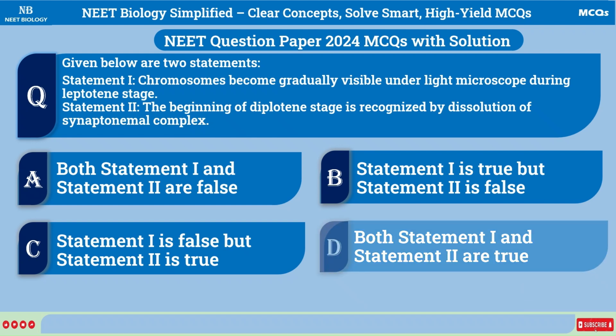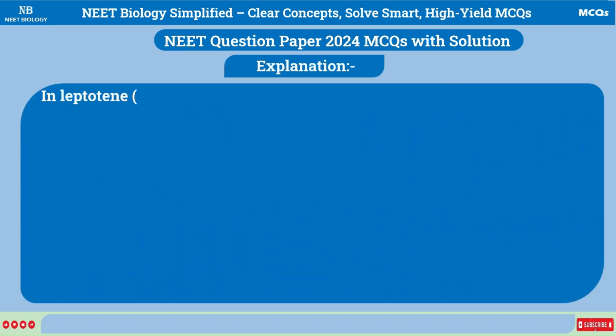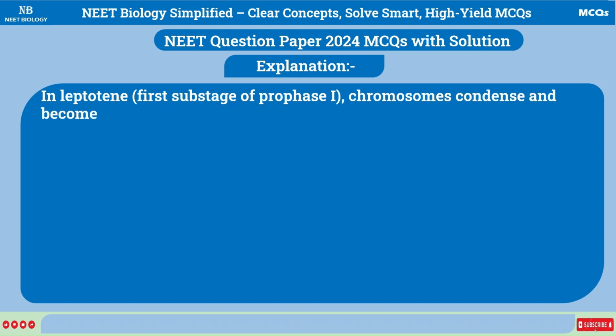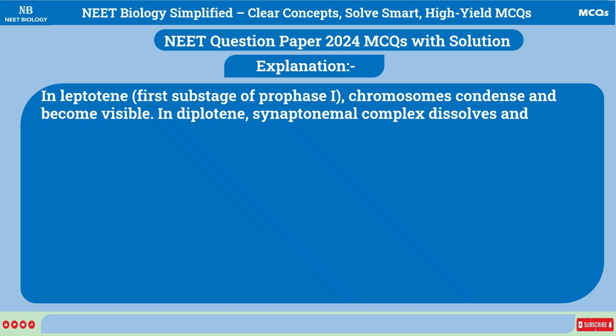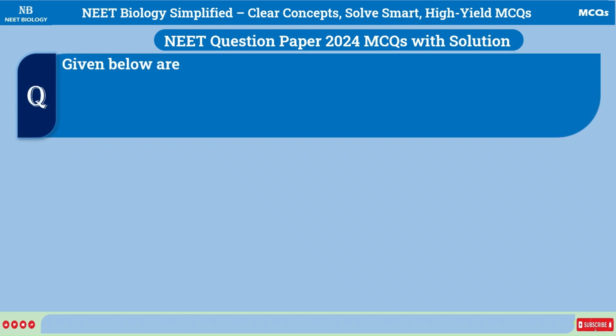Correct answer is D. Both statement I and statement 2 are true. Explanation: in leptotene, first substage of prophase I, chromosomes condense and become visible. In diplotene, synaptonemal complex dissolves and homologous chromosomes begin to separate, remaining connected at chiasmata. Both statements are correct.